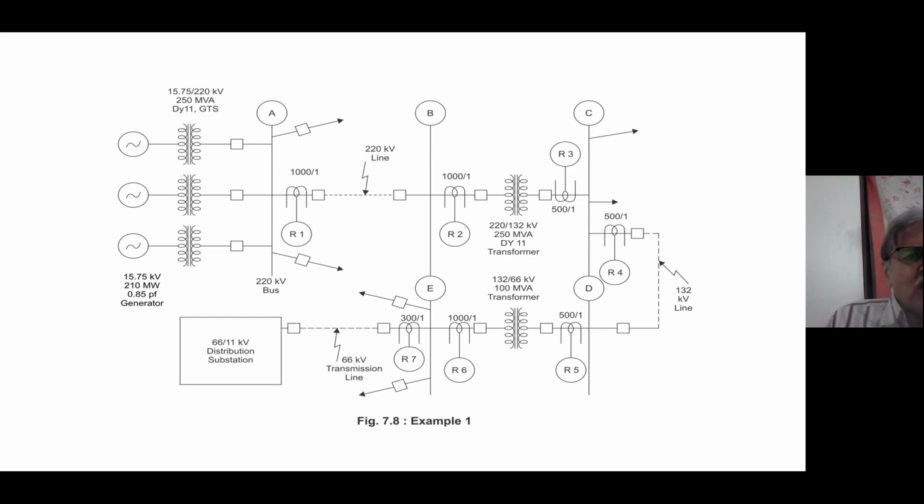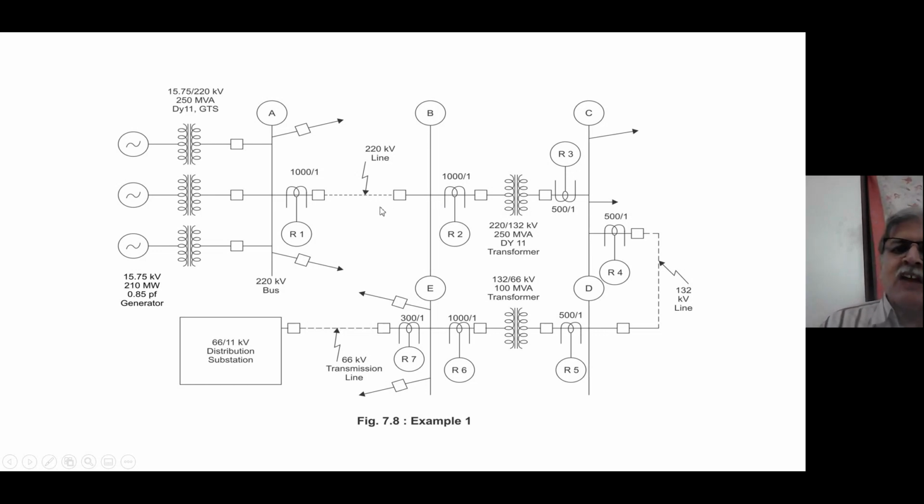We have got three generators, as you can see on the left side, 15.75 kV, 210 megawatt. And they are connected to GTs, generator transformers, 15.75 kV to 220 kV, 250 MVA. All these three generators are connected to bus A, 220 kV bus A. From bus A, there are many 220 kV lines emanating. One of the lines is leading me to bus B.